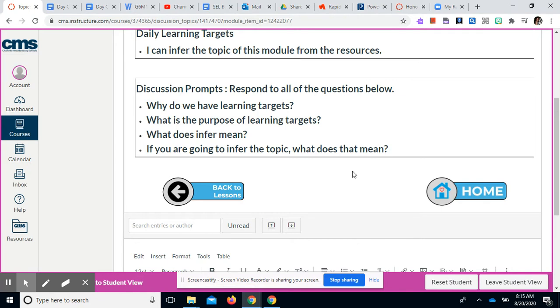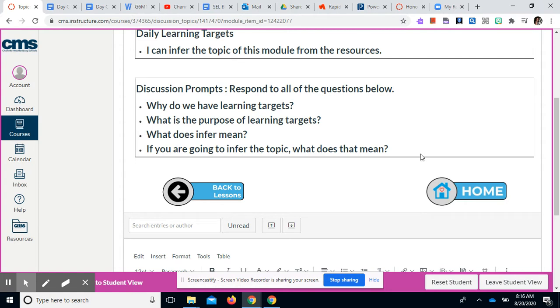So why do we have learning targets? What is the purpose of learning targets? What does infer mean? And if you're going to infer the topic, what does that mean? And so you are going to think about learning targets. In previous school years, you may have heard of these referred to as objectives. So they're basically goals for lessons. And so it kind of keeps our study focused. And so that is the purpose of these daily learning targets.